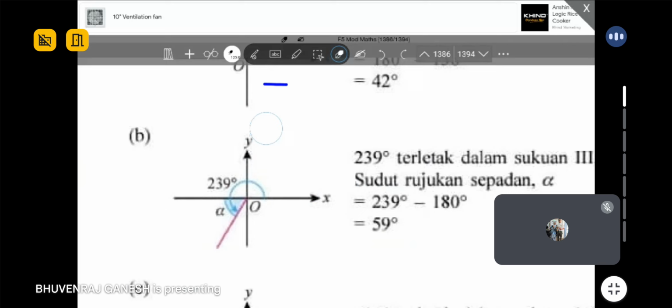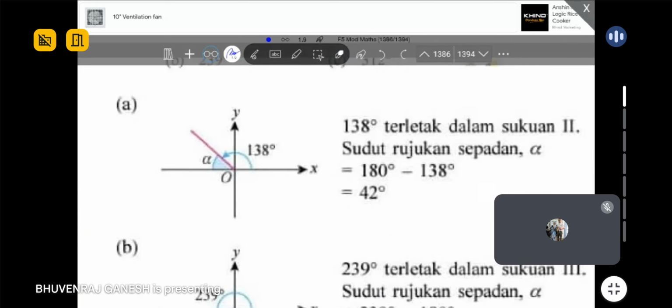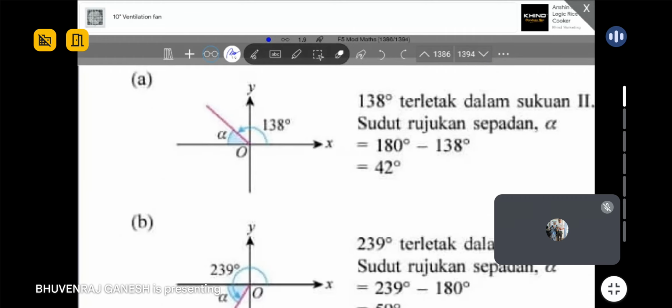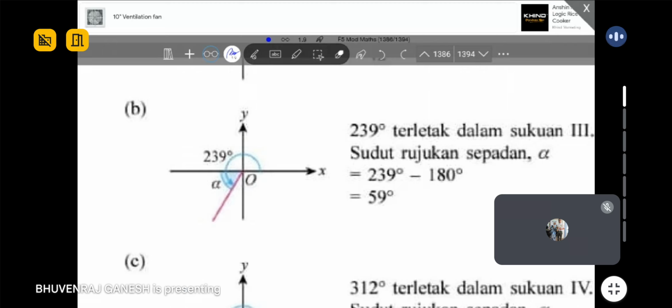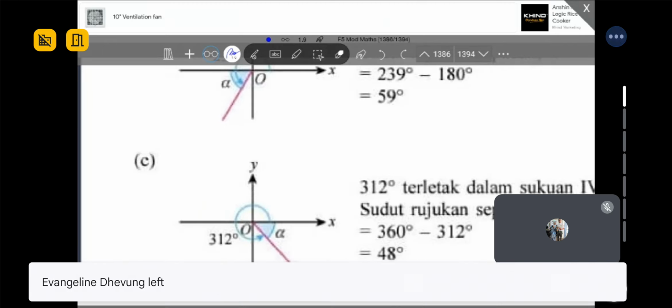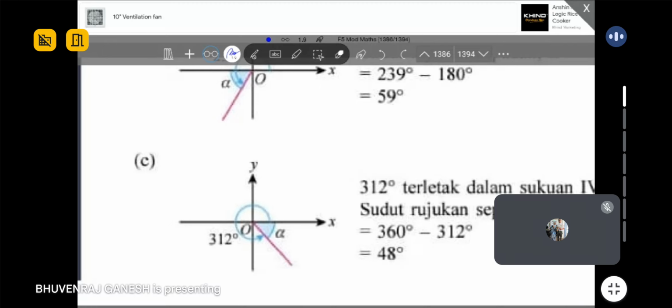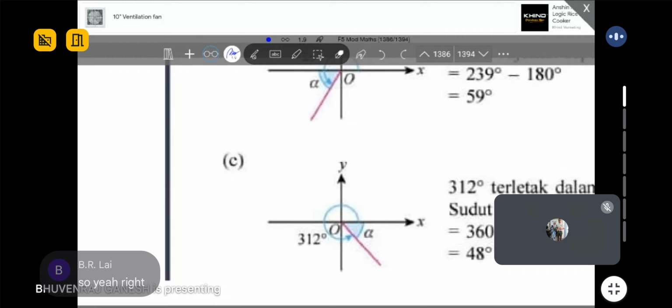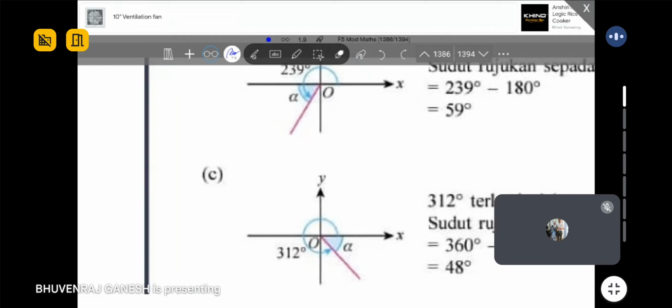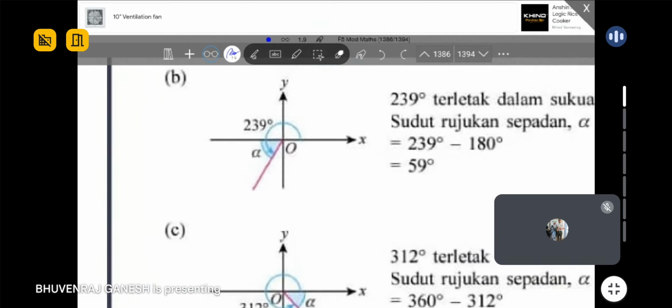Alpha, it depends. Where is your angle located? Example, question A. Your alpha is in quadrant 2. Correct? Because my angle stretch until quadrant 2. For part B, the angle stretch until quadrant 3. So my alpha is in quadrant 3. For question 4, the angle is until quadrant 4. So alpha is in quadrant 4. Can you understand? So the quadrant of the angle they give you in the question is equal to the quadrant of the reference angle. Okay? So guys, important point, kuadran untuk sudut yang diberi adalah sama dengan kuadran untuk sudut rujukan sepadan kamu. Boleh dapat? Kamu boleh lihat dari sini. Okay? So you just refer the diagram only.